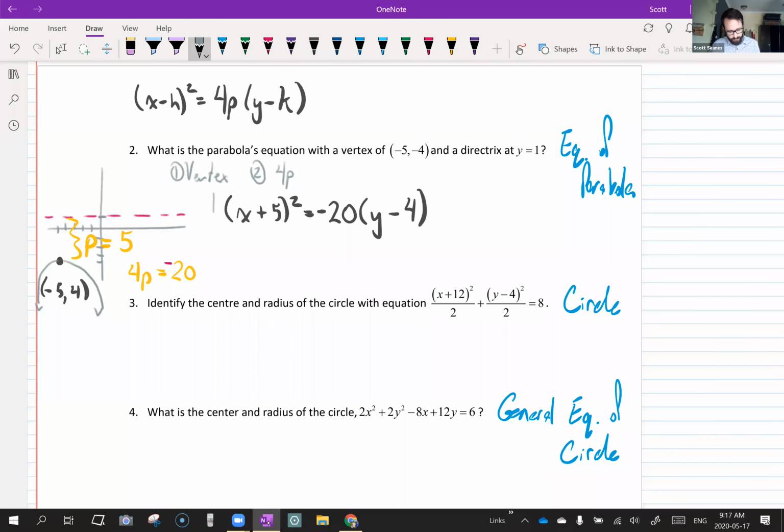That question's finished. So some of you had a really hard time with that on the assignment. You can see that it's not a long question. You just need to know what p means. p is the distance from the vertex to the directrix or the vertex to the focus. Any questions?